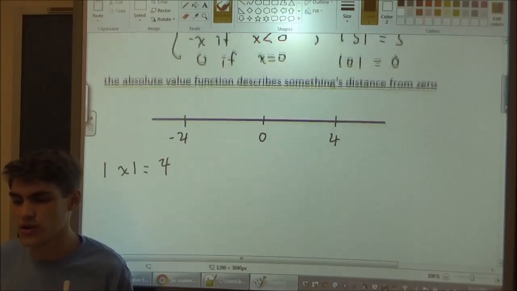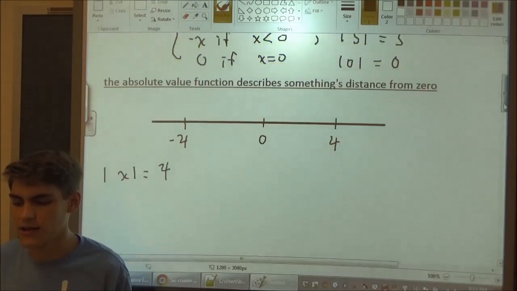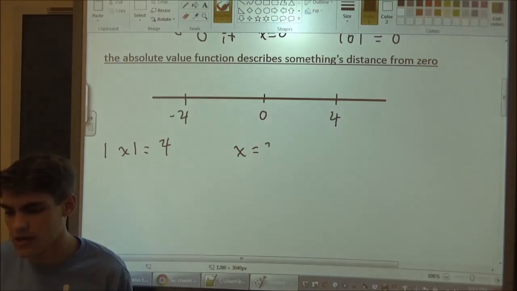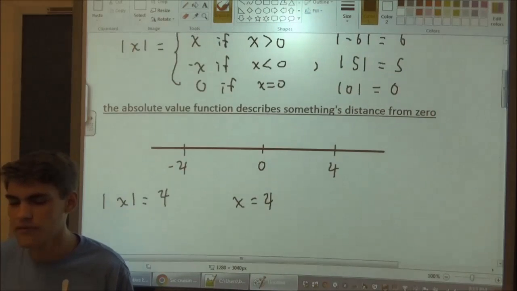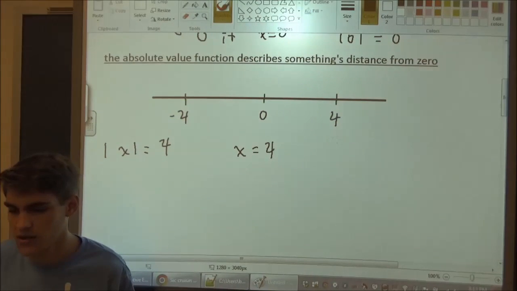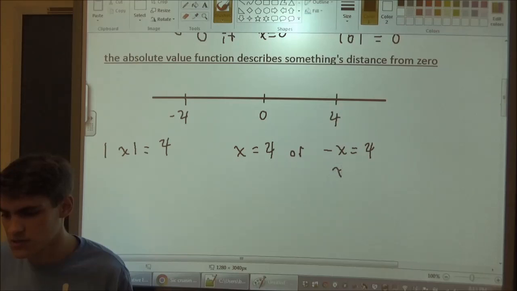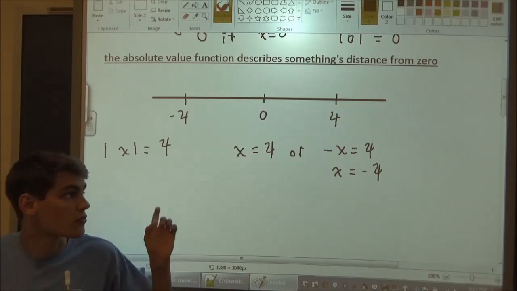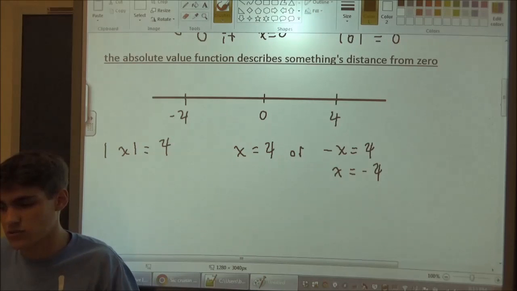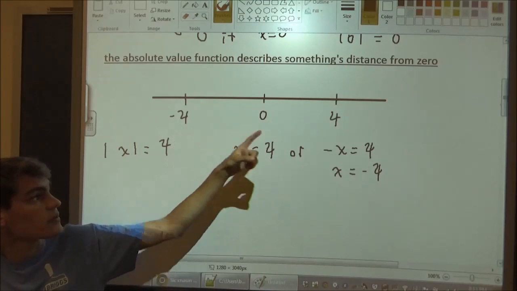So if x is greater than 0, then x would be equal to 4, right? Because you just get the normal number back. So we know that x could be equal to 4. But what if x was less than 0? Then you would have to give me negative x back. So I know negative x could be equal to 4 too. So it could be either of these things. And if you solve the right-hand equation, you can see that x is equal to 4 or x is equal to negative 4. It could be either of these.